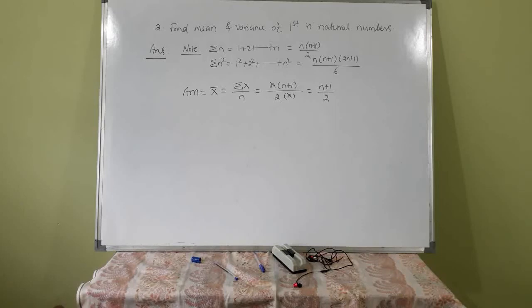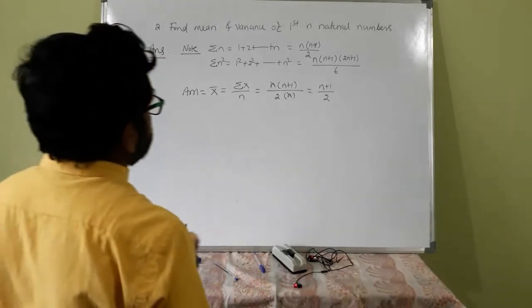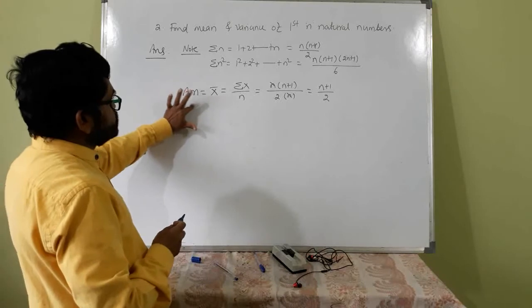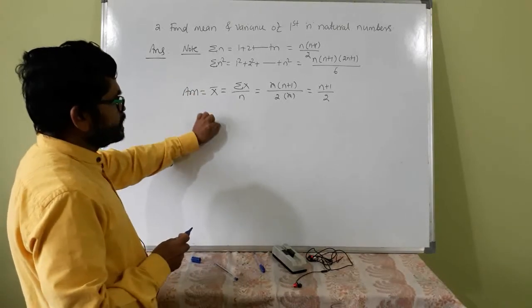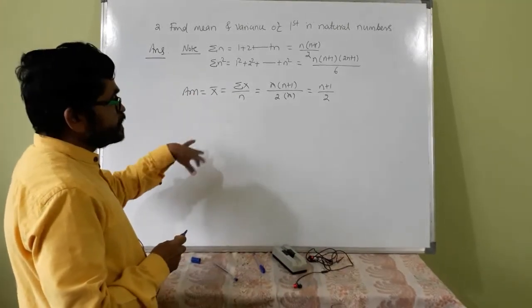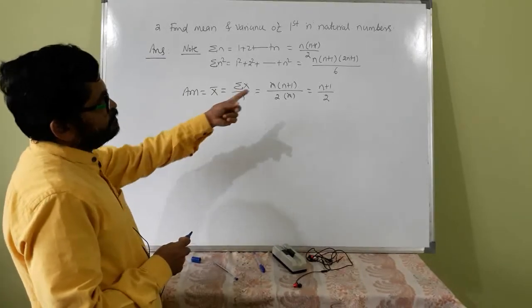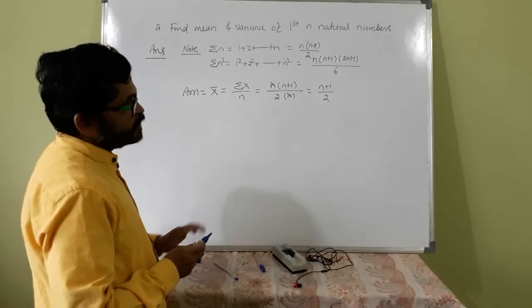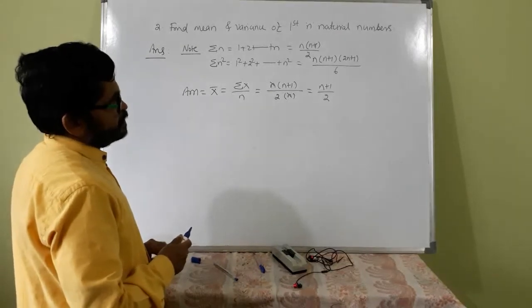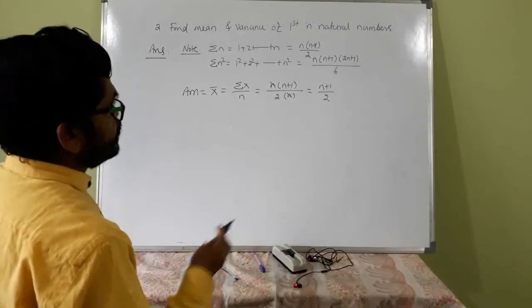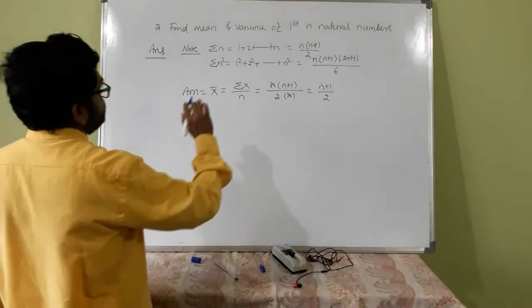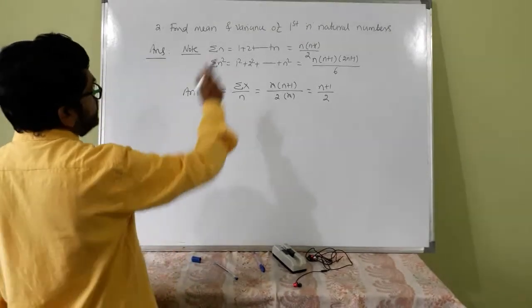Okay, n into n plus 1, isn't it? Now sum of first 30 numbers is 30 into 31 divided by 2. Arithmetic mean of first 30 numbers is 30 plus 1 divided by 2, means 15.5, isn't it?